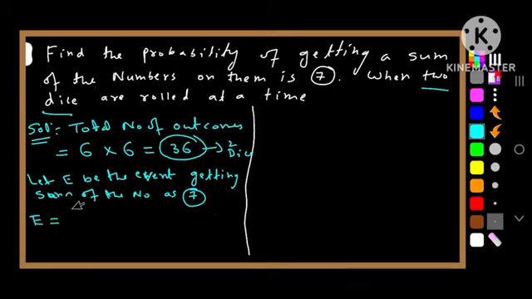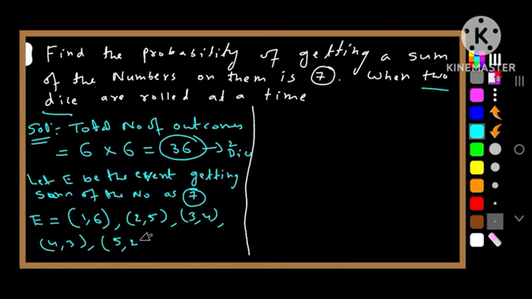So we can write like this: 1 comma 6. Why am I taking 1 and 6? If I add both of them, that will be 7. So similarly 2 comma 5, 2 plus 5 is 7. 3 comma 4, 3 plus 4 is 7. 4 comma 3, 4 plus 3 is 7. 5 comma 2, 5 plus 2 is 7. So similarly 6 comma 1 is 7.